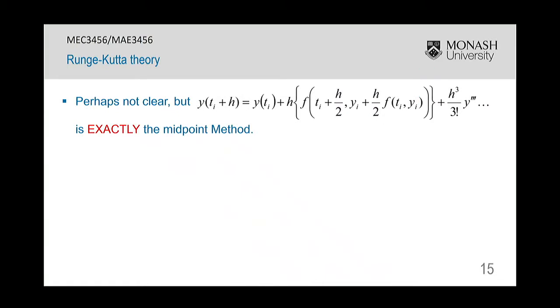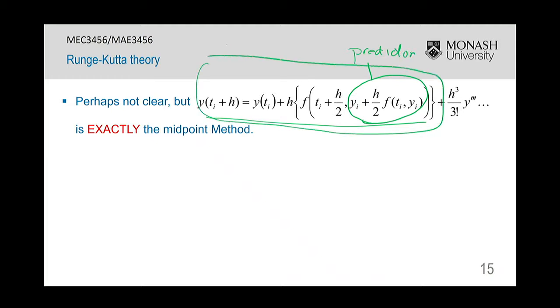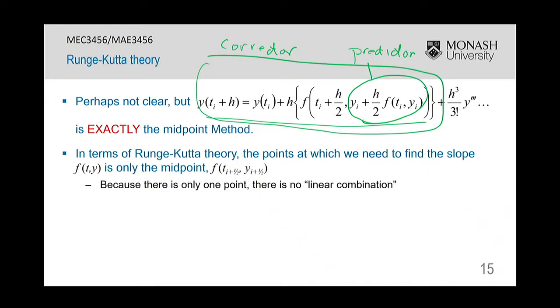It might not be immediately obvious to everybody, but this is exactly the midpoint method, where this here is the predictor step, and this entire thing is the corrector step. Okay, so we have derived the midpoint method using Runge-Kutta theory. In terms of this theory, the only point at which we need to find the slope is the midpoint. In other words, it's this point here. Because there's only one point, there is no linear combination in this particular case.